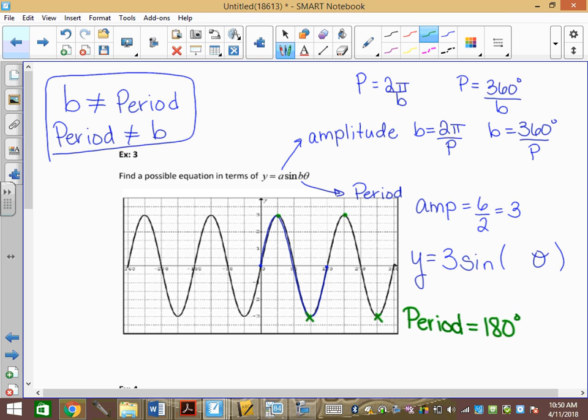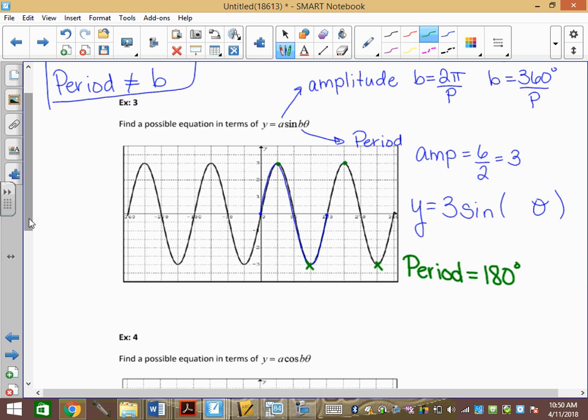So we have the period, we need B. What do we do? We just take B and set it equal to 360 divided by P. So what's my B? 2. Now, does that make sense?